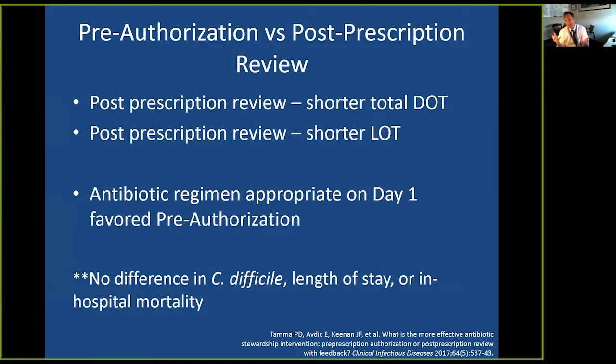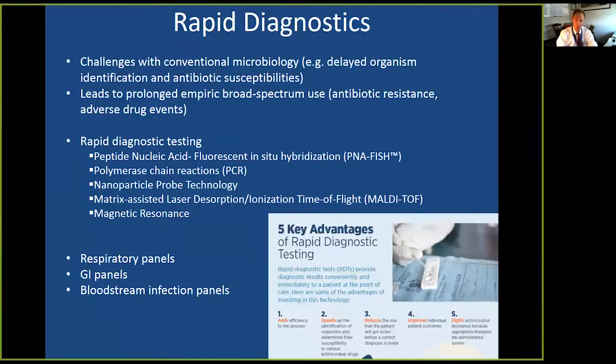What I take away from this is that they're both good. They both offer some benefits one way or the other. And in actuality, you really want some of both. You really want a component of prospective audit and feedback in terms of review, and you want to control some high-ticket antibiotics with restrictions. That's the kind of ideal situation for these big pillars. And I would think about how we could do that in your facilities as well.